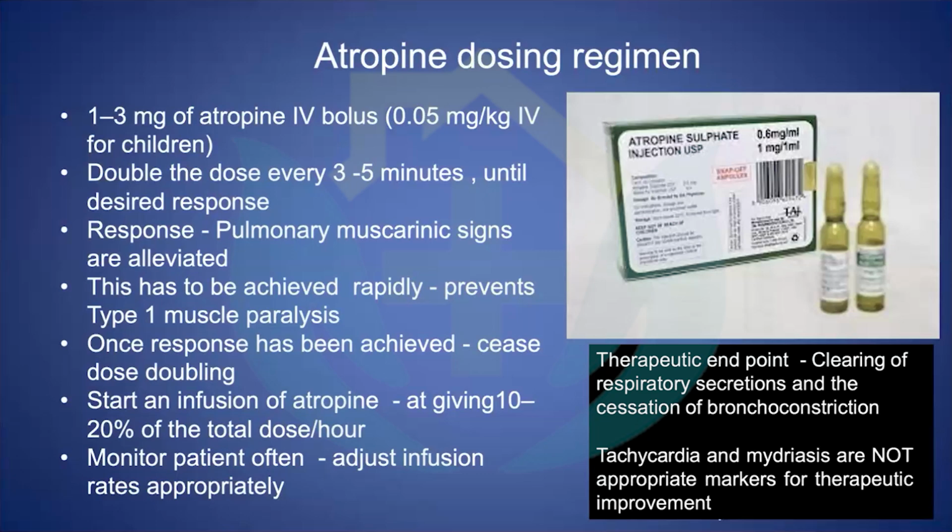In your exam, this is a very common question: when will you stop the atropine infusion? Your therapeutic endpoint is, one, the secretions, whether they have stopped and are dry or not, and the bronchorrhea and bronchoconstriction. If you see that lung air entry is good, there are no crackles, and the skin and mucous membranes are dry, you can think about stopping the atropine.